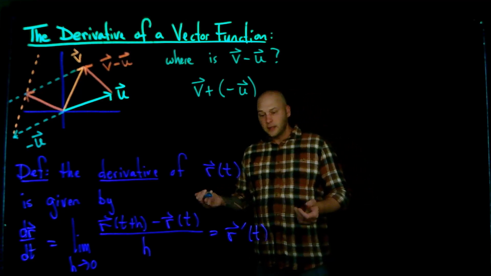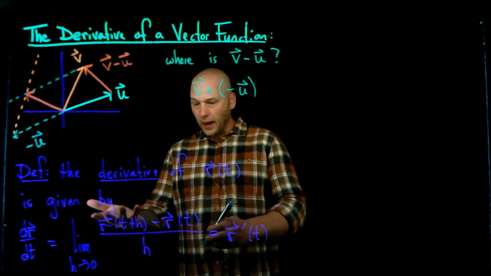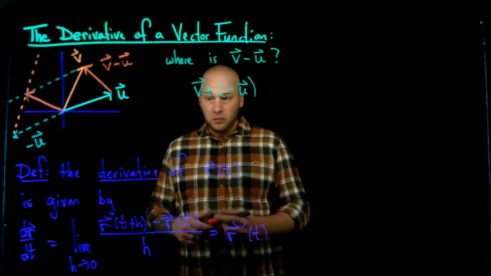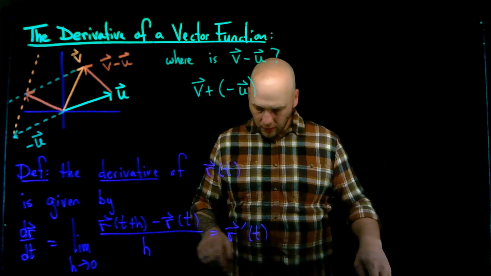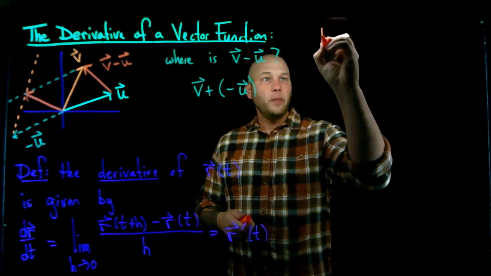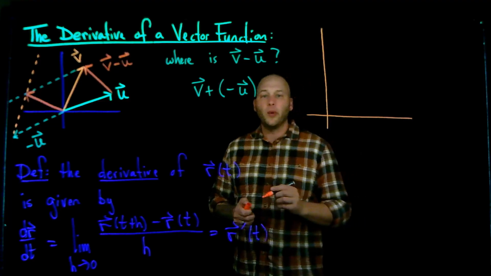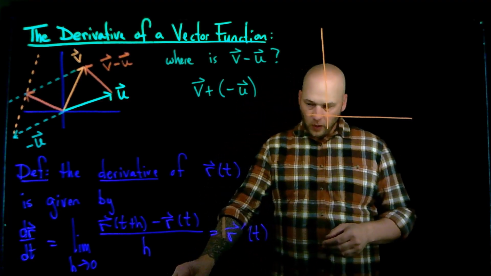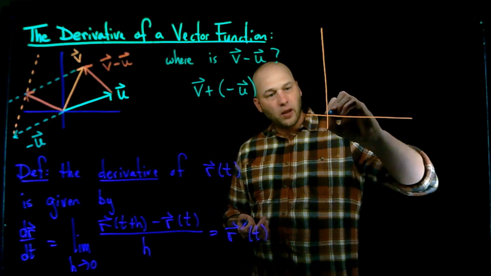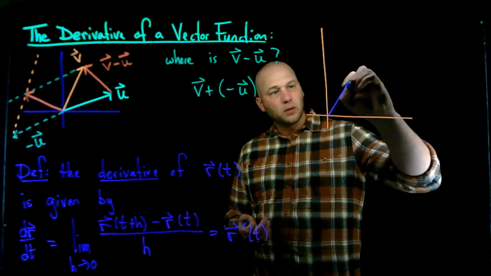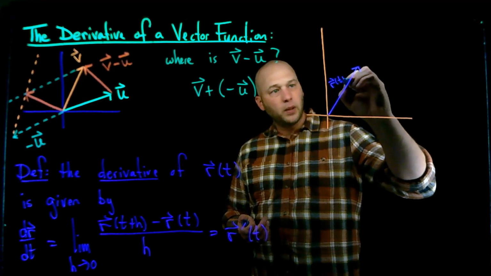Well, let's take a look at the graph of a vector function and see how this difference quotient is related to this sketch up here. So let's draw. If you remember, the graph of a vector function consists of all of the terminal points of the output vectors. So if I have a vector, let's say here's r of t plus h. So this is the vector r of t plus h.